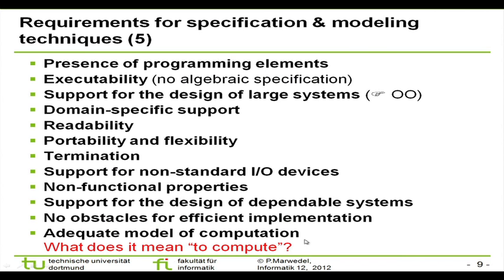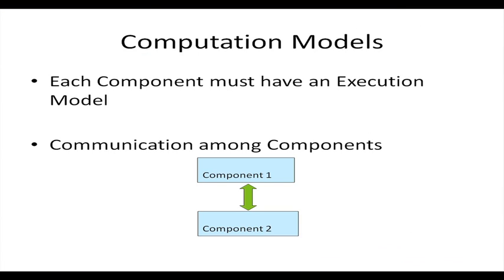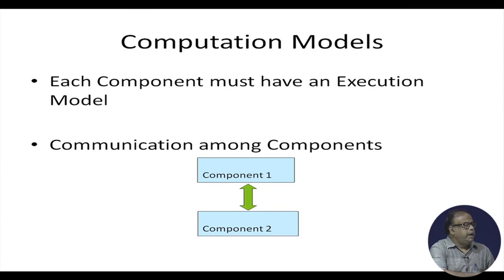Now, we must have an adequate model of computation. That is where we stopped in the last class. Now, what does it mean to compute? When we say we need an adequate model of representing the computation in an embedded system, what do you mean? Each computation model must have an execution model, that is, this particular behavior of the computation must be executable.